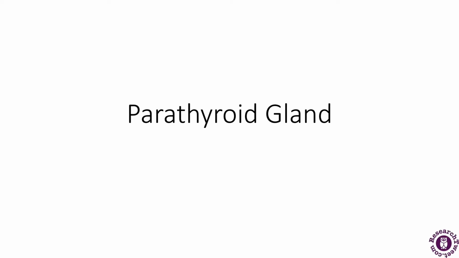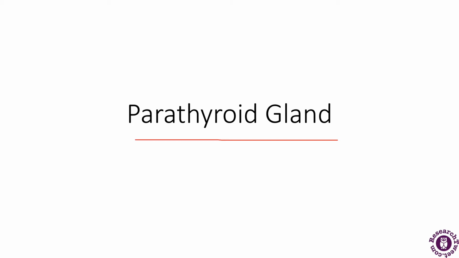Hello everyone. The next topic which we will be discussing here is about the parathyroid gland. So parathyroid gland, where is it situated? These are situated in the neck region. And what is the function of this gland? The function of this gland is that it controls the level of calcium in the blood. So the calcium level is being controlled by this particular gland, which is called the parathyroid gland.